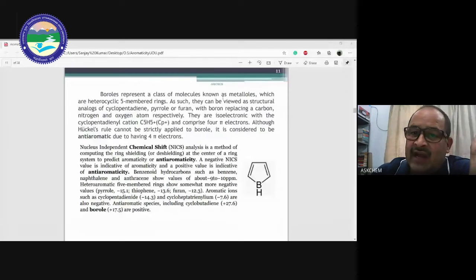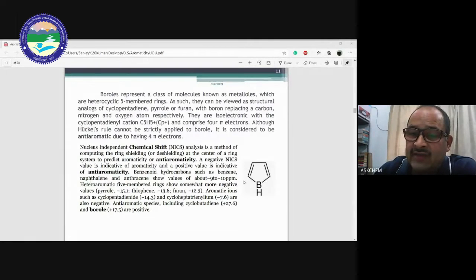So borol represents a class of molecules known as metallols, which are heterocyclic five-membered rings. As such, they can be viewed as structural analogs of cyclopentadiene, or pyrrole or furan, with boron replacing carbon, nitrogen and oxygen respectively. They are isoelectronic with the cyclopentadienyl cation. Now the cyclopentadienyl cation also has a 4 pi electron system and comprises 4 electrons. Although Huckel's rule cannot strictly apply to borol, it is considered to be anti-aromatic due to its having 4 pi electrons.